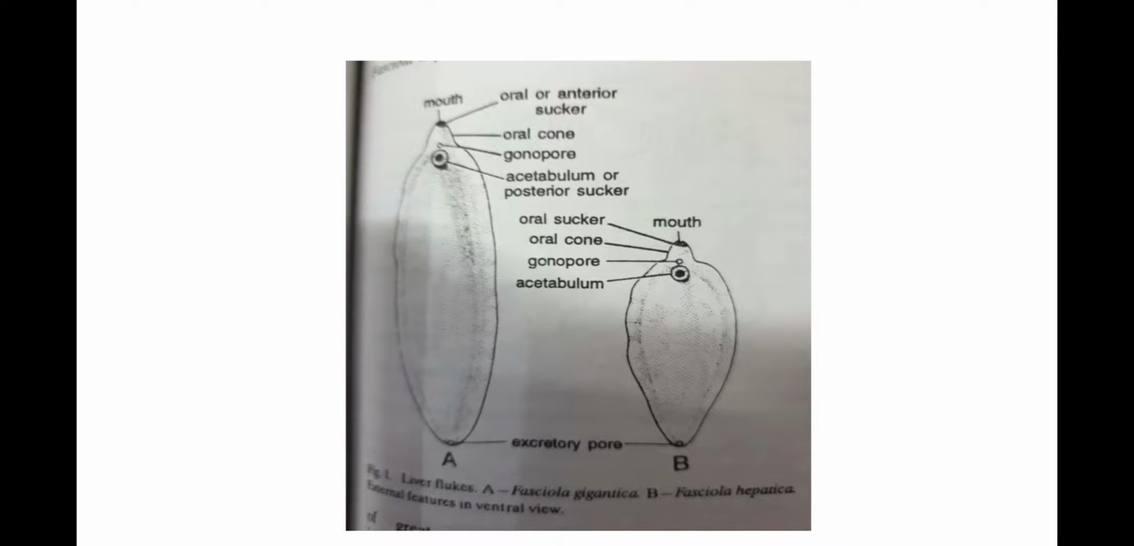This parasite spends a part of its life history in an intermediate host, a freshwater gastropod, which is either Limnaea truncatula or some specific species of Planorbis or Bulinus.